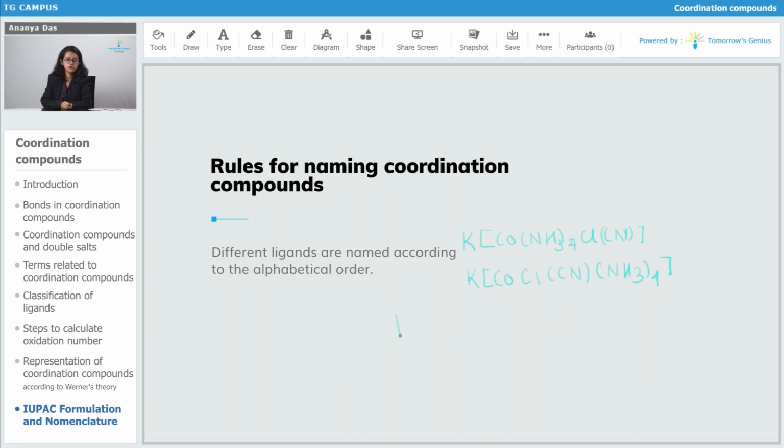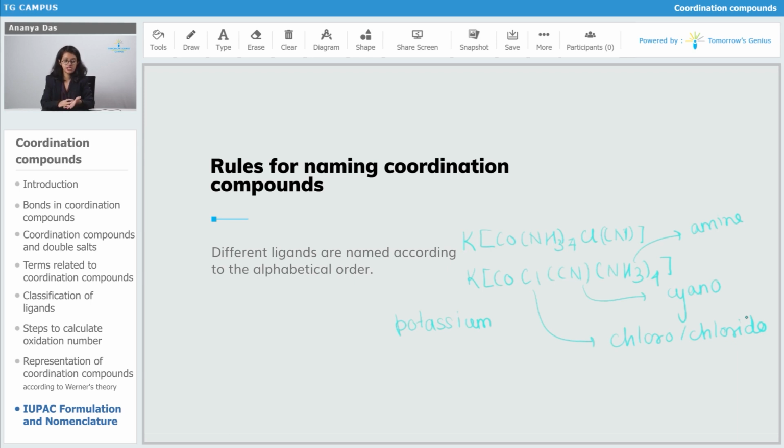So, in the naming, first you are going to write potassium, then give a space. Then you have to name the ligands, and after naming the ligands, you write the name of the metal. In ligands, this one is amine, this is cyano, and this is chloro or chlorido. Amine you will write first because it starts with A.